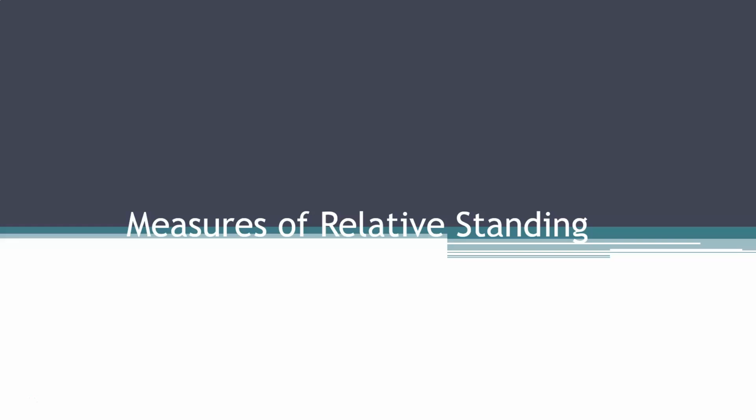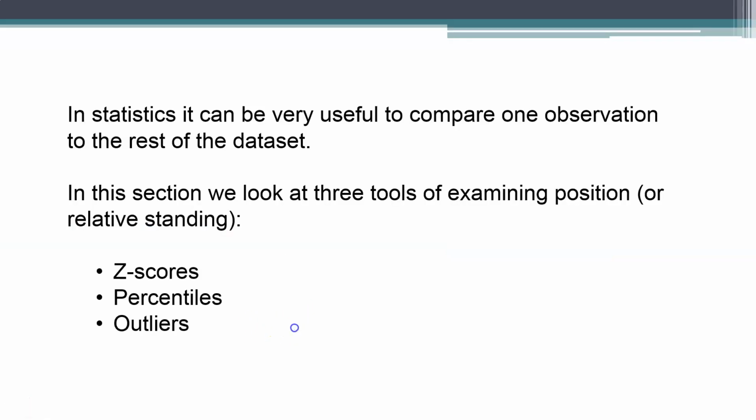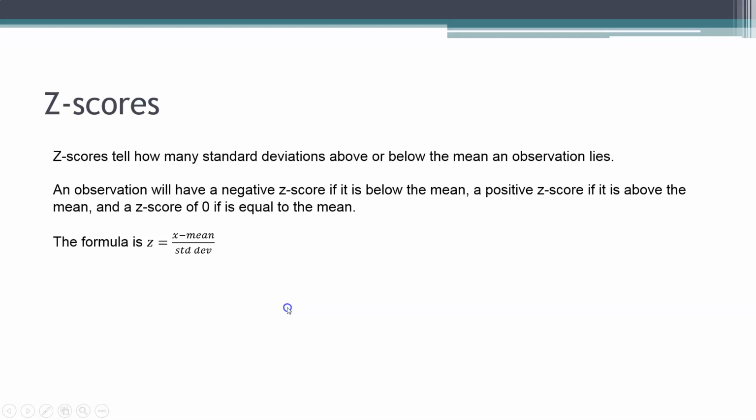So in this lesson we're going to look at where one observation is as compared to the other ones in the data set. So we're going to look at three different things. The first thing we're going to look at is z-scores, and then we're going to talk about percentiles, and then outliers. So let's start with z-scores.